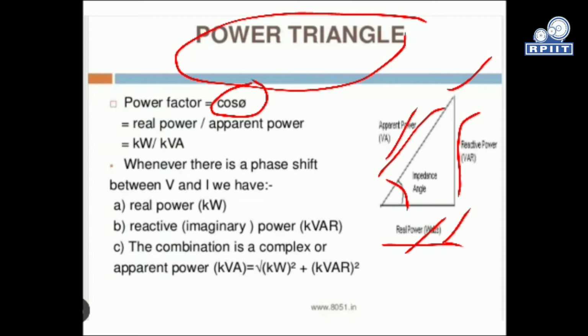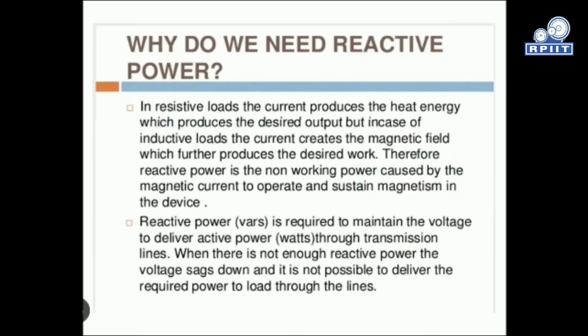So whenever there is a phase shift between voltage and current, we calculate the following parameters. One is the real power, another is the reactive power, and the third is the combination, or the complex power, we can say. The apparent power is nothing but the combination of the real power and reactive power. So kVA is equal to the square root of kW squared plus kVAR squared. So that is our power triangle.